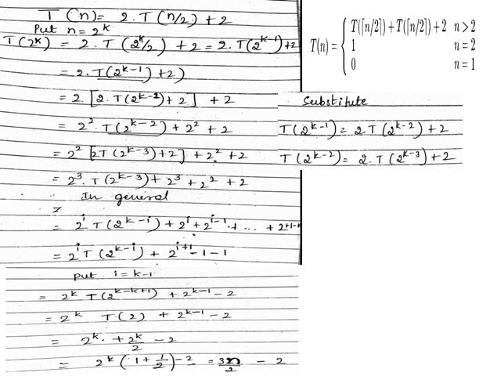Then in place of T of 2 to the power of k minus 1, substitute 2 into T of 2 to the power of k minus 2 plus 2. Then in place of T of 2 to the power of k minus 2, put 2 into T of 2 to the power of k minus 3 plus 2. That is nothing but the backward substitution method.